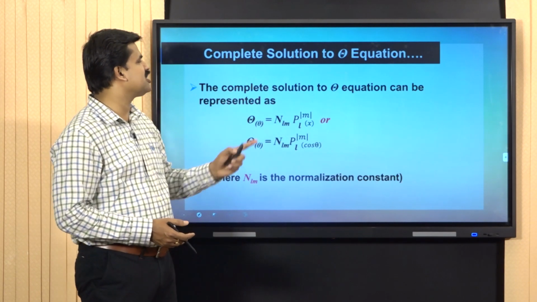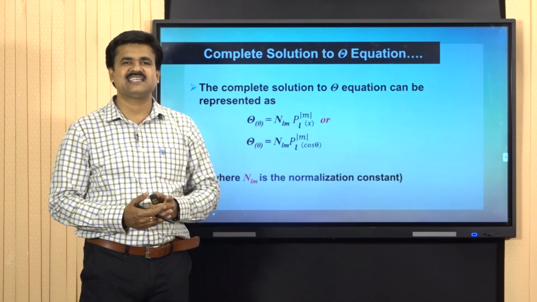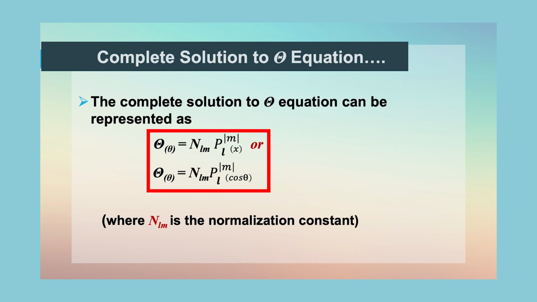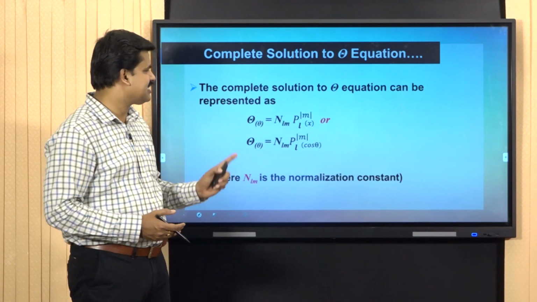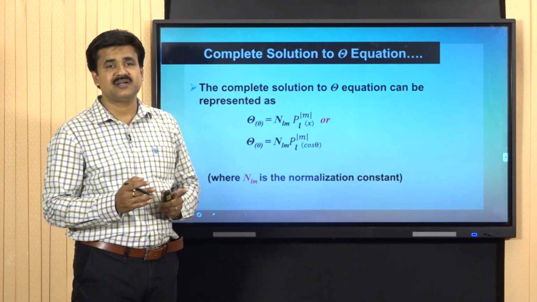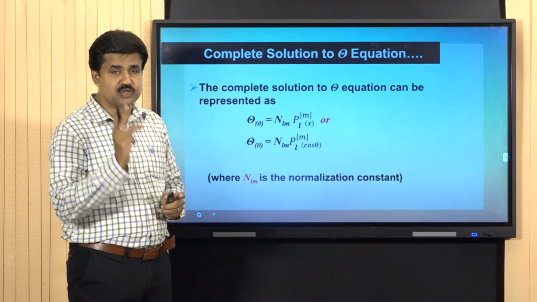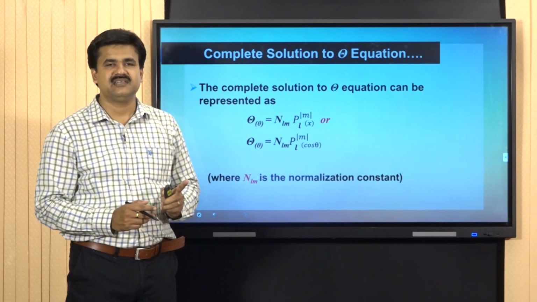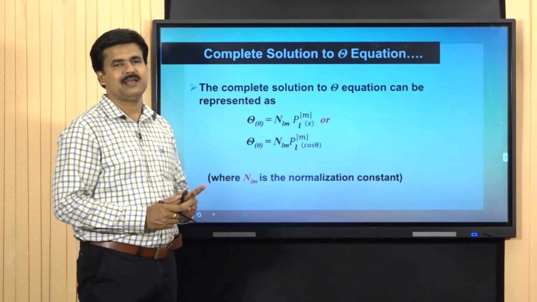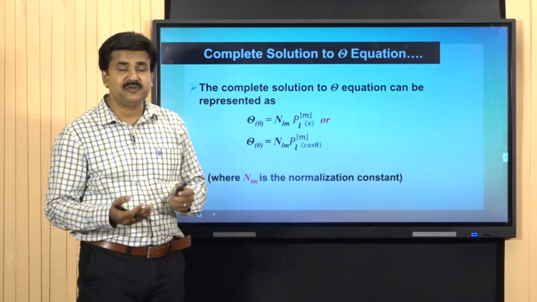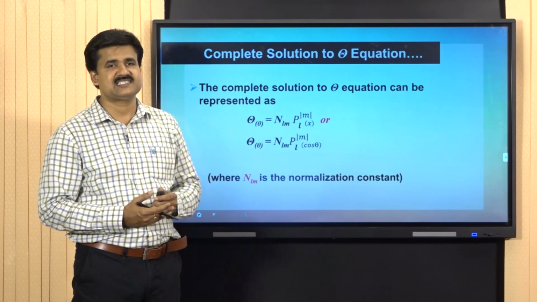The complete solution to the theta equation can now be represented as Theta(theta) is equal to N_LM P_L^M(x) or N_LM P_L^M(cos theta). Here we can see that N_LM is a constant, that is nothing but the normalization constant. It should be noted that the constant depends on two quantities, L and M. So, I put N_LM as the normalization constant. This normalization constant can be evaluated by adopting the principle of normalization.